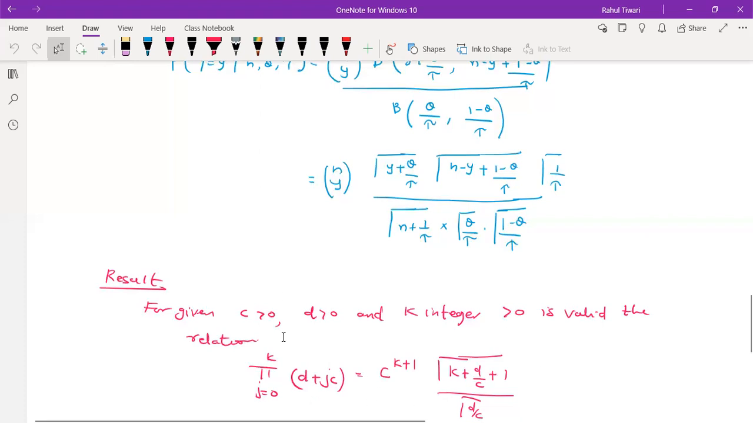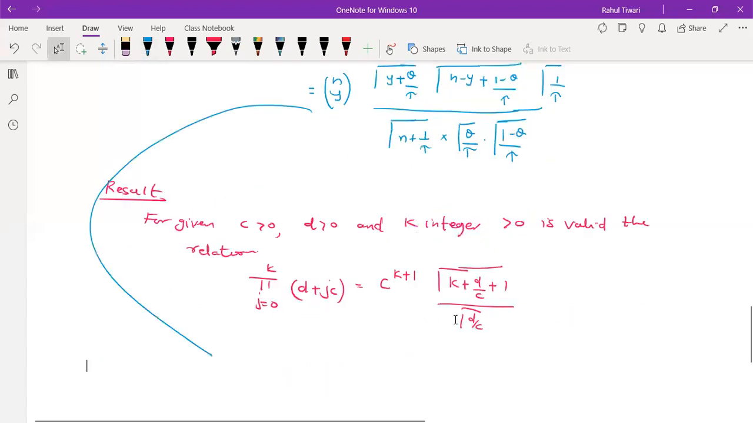Using this result, one can express this particular gamma function in terms of a product. Will it be possible here? So this expression will be, now look here, we have the K plus D upon C plus 1 upon gamma D upon C. Okay, so can you take this term with this term, and try to express in terms of this?